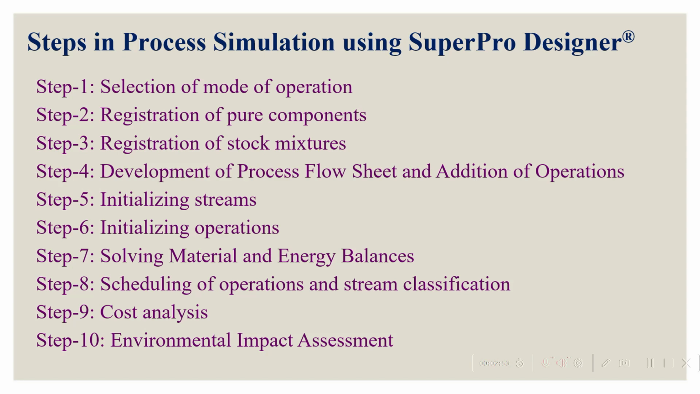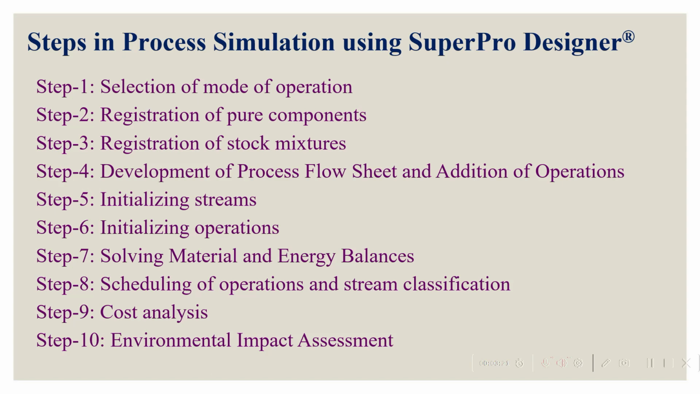Once we register the pure components and stock mixture, the next step is to develop the process flow diagram or process flow sheet based on the information given in the problem statement. Once we develop the process flow sheet, as it is a batch process, we need to add the series of operations involved in that particular process. Once we set up this process flow diagram, we have to initialize the stream.